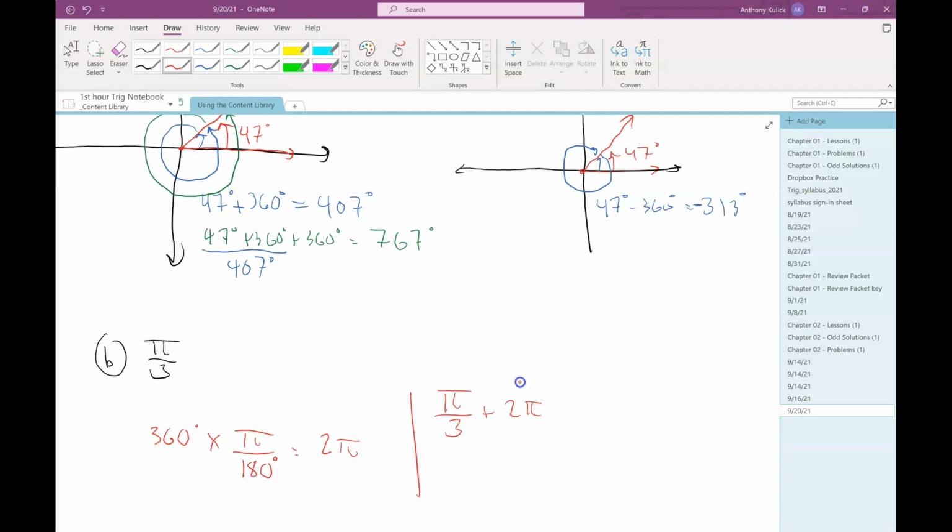So to add pi over 3 plus 2 pi, I need to make a common denominator. The common denominator in this question would surely just be 3. So I'm going to multiply 2 pi over 1 by 3 over 3. That's going to give me pi over 3 plus 6 pi over 3, which will come out to be 7 pi over 3. Everybody okay on that?